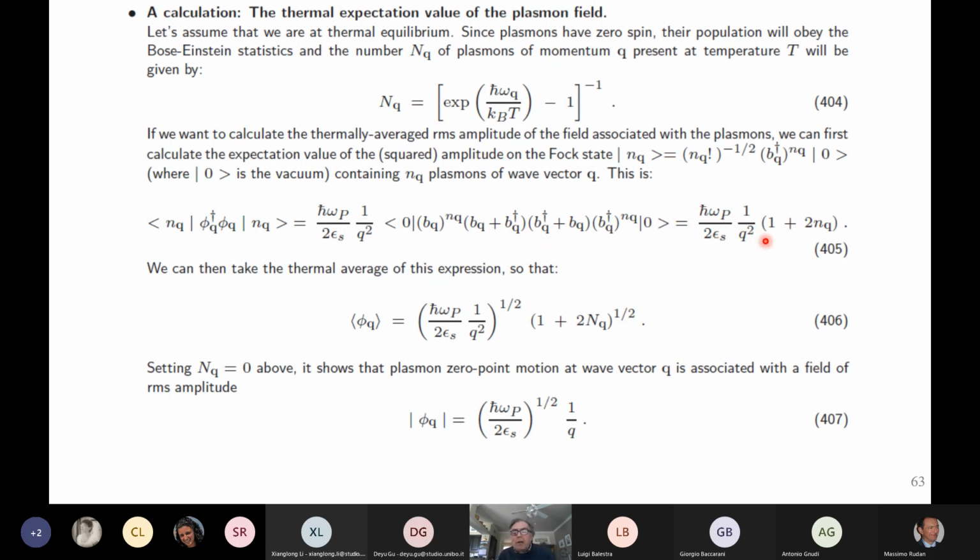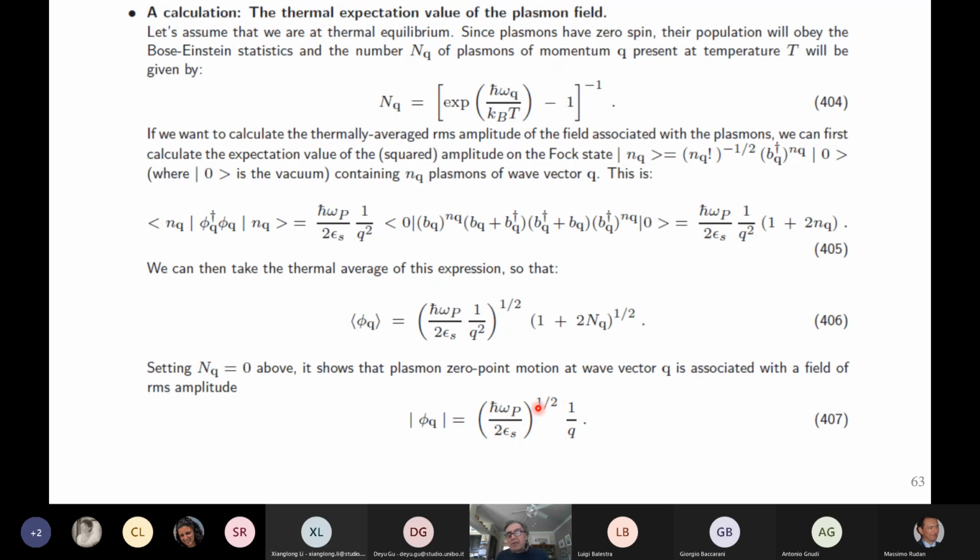So if I take the thermal average and I say, what do I have at equilibrium? I can replace the expectation value of n_Q with the Bose-Einstein distribution of Q. So the big N, which I call big N, okay? This is an operator, this is a number, a function. So the root mean square of the potential is now just given by that. If I don't have any plasmons, the zero-point motion of a harmonic oscillator corresponding to one plasmon is given by this expression.